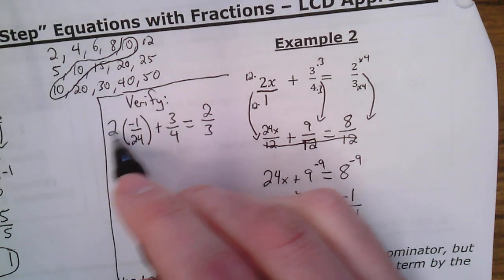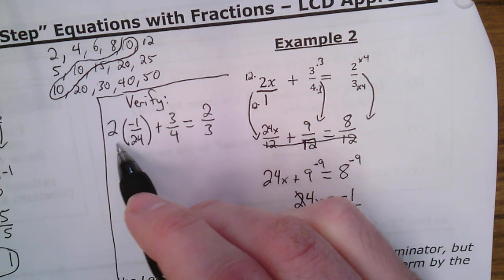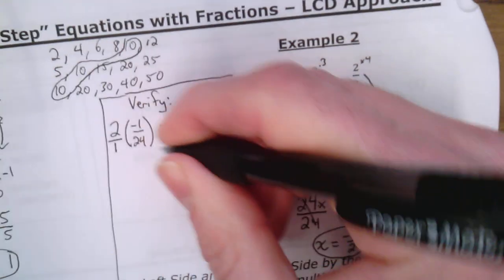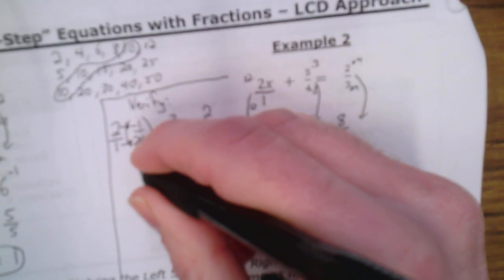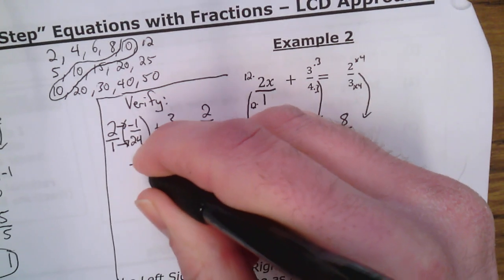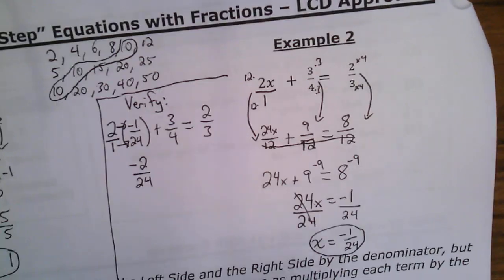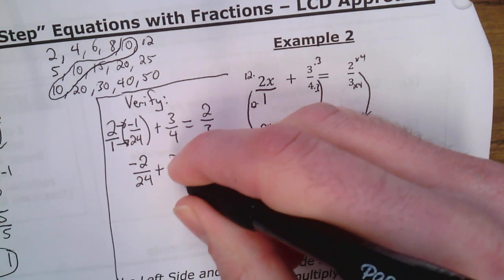So I look at this, I have to multiply. I could just do 2 times negative 1, and then it would still be 24ths. Or if it helps me to see it, I could put 2 over 1 and think, okay, 2 times negative 1 is negative 2. 1 times 24 is 24. Now, if I was you, I would probably pre-simplify the 2 and the 24. But for now, we'll show it at this rate.